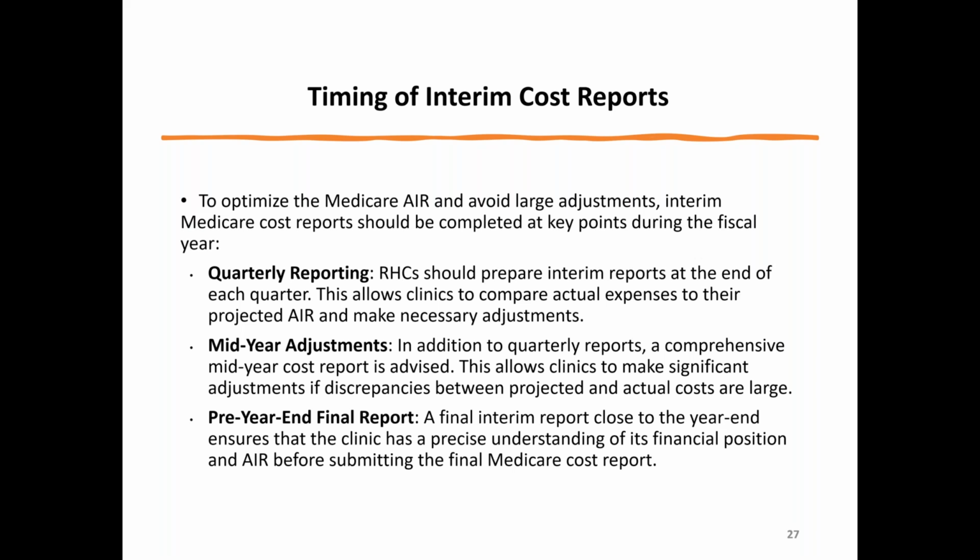What we typically recommend for our independent RHCs is maybe about halfway through the year, do an interim cost report, and then at the end of October or November, do an interim cost report again, so that we can do that pre-year-end final report and make any last-second adjustments so that we can sort of revive the patient if we need to. So that's highly recommended that you do that.